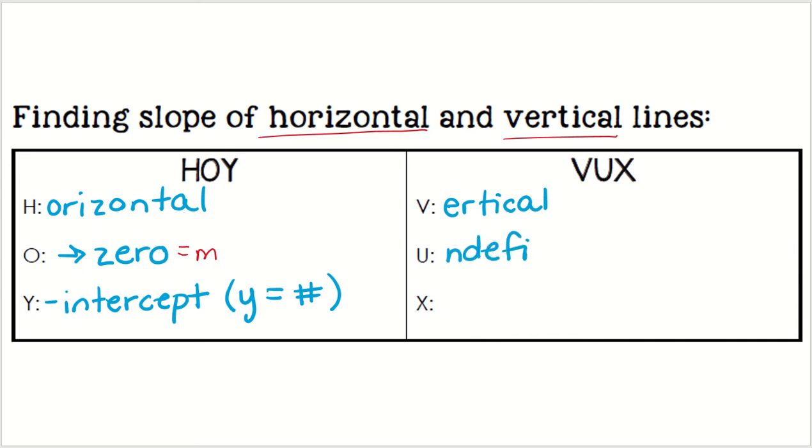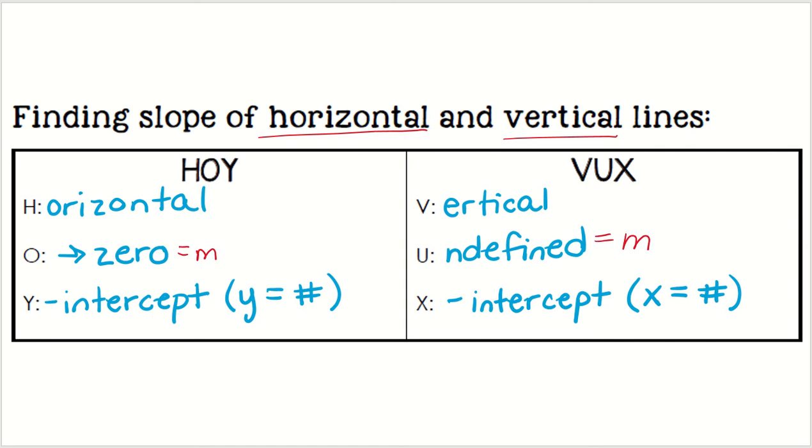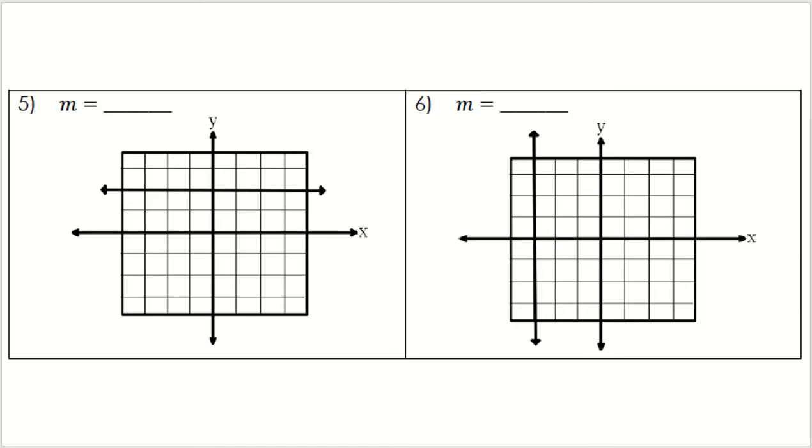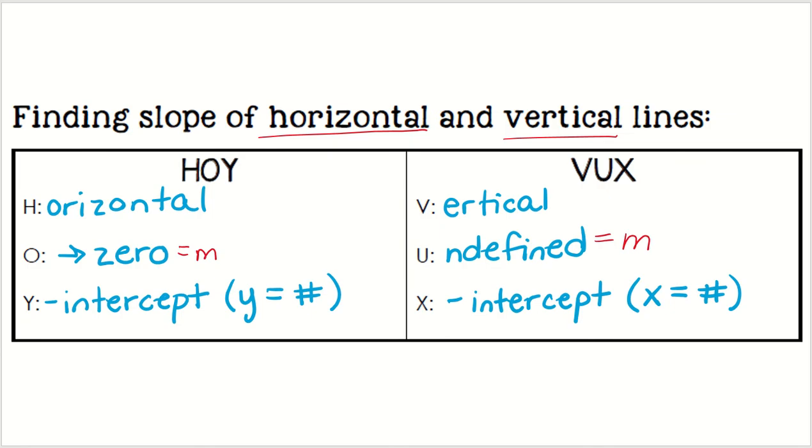undefined, and x-intercept, which is x equals a number. So again, when you have a vertical line, your slope is undefined, and you have an x-intercept that is graphed along that line, so it would look like x equals a number as your equation. Please go ahead and do numbers 5 and 6 on this page.